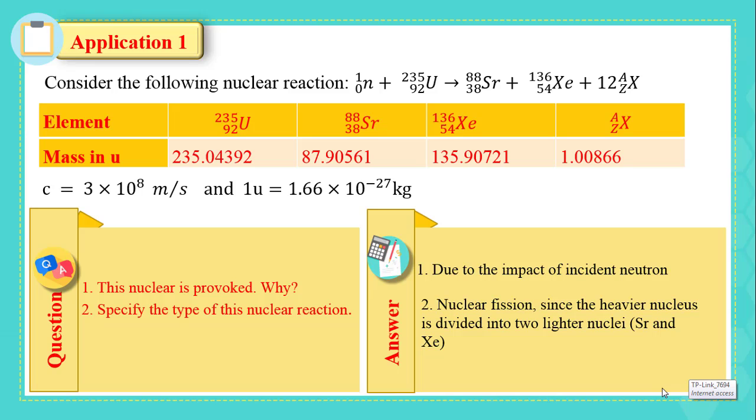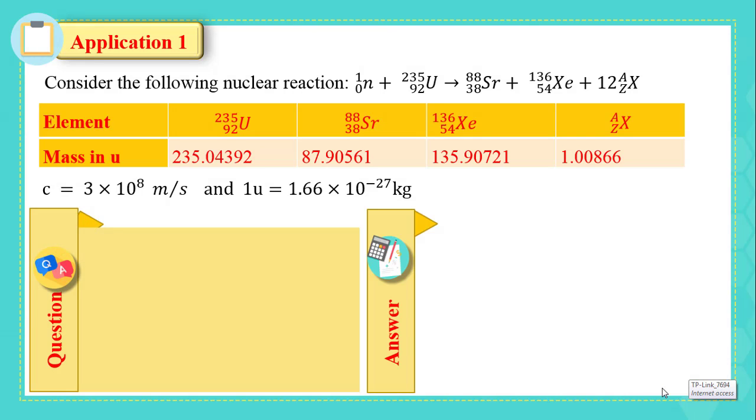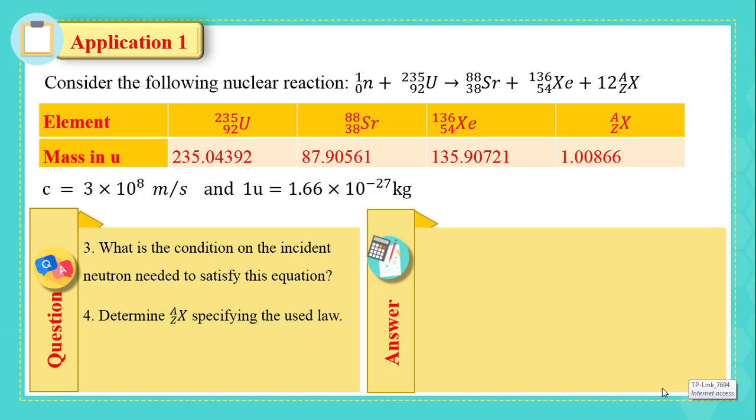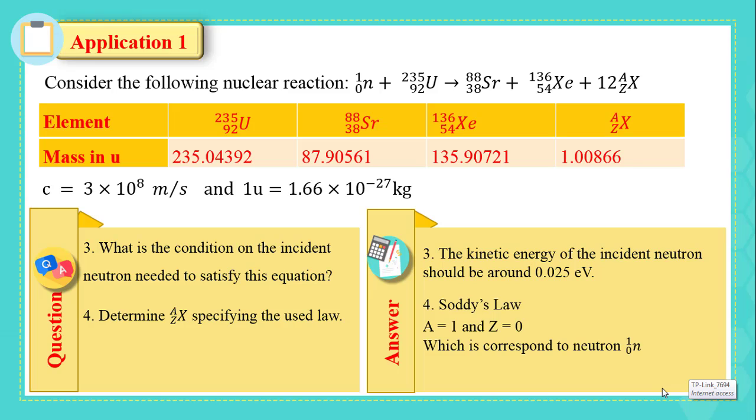The third question asks, what is the condition on the incident neutron needed to satisfy this equation? We say that the kinetic energy of the incident neutron should be around 0.025 electron volt. Then we have to determine X by specifying the used law. We apply Soddy's law, then we get A equal to 1 and Z equal to 0, which corresponds to a neutron, 1, 0.